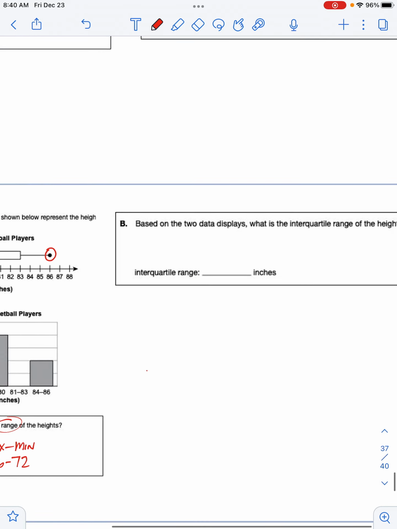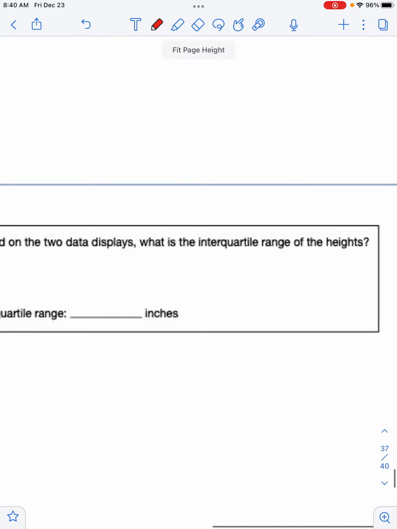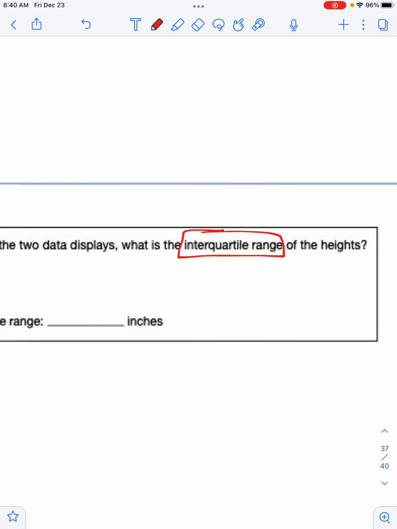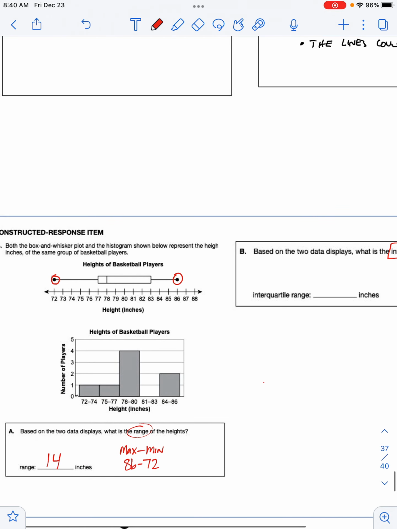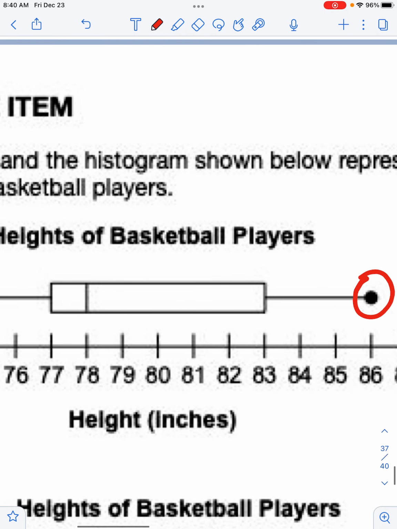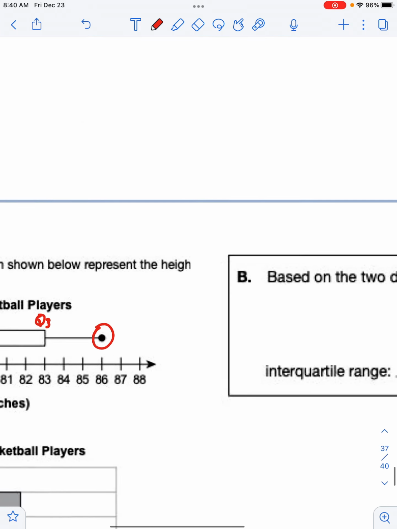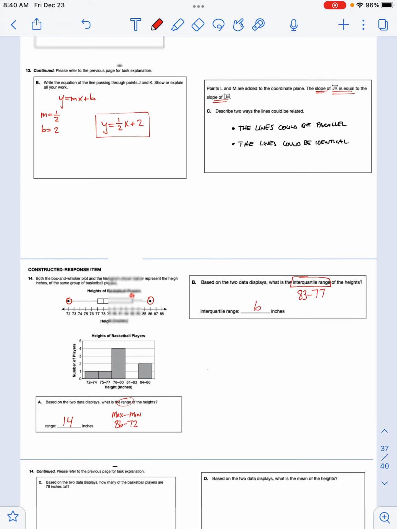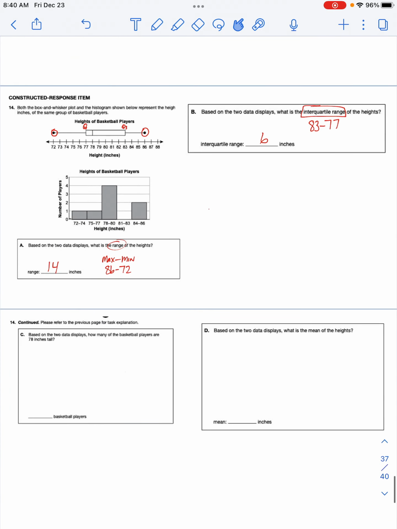Part B is pretty easy too. Based on the two displays, what is the interquartile range? Again, that's information from the box plot. The interquartile range is going to be Q3, or the third quartile, minus Q1, which is basically the size of the box, 77 to 83, it looks like. So I'll do 83 minus 77, and that gives me an interquartile range of 6 inches. And from here on out, this problem gets pretty tricky.